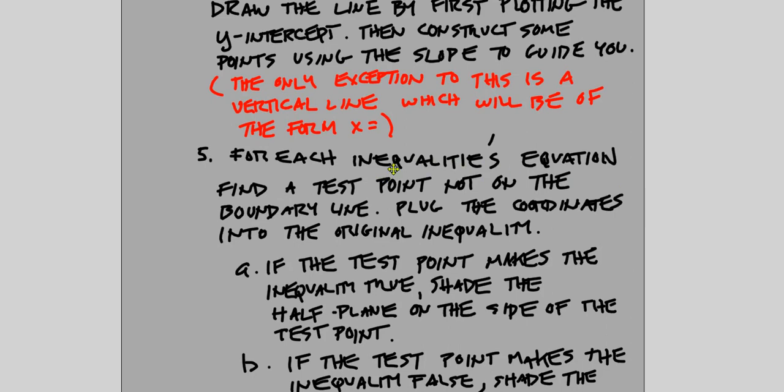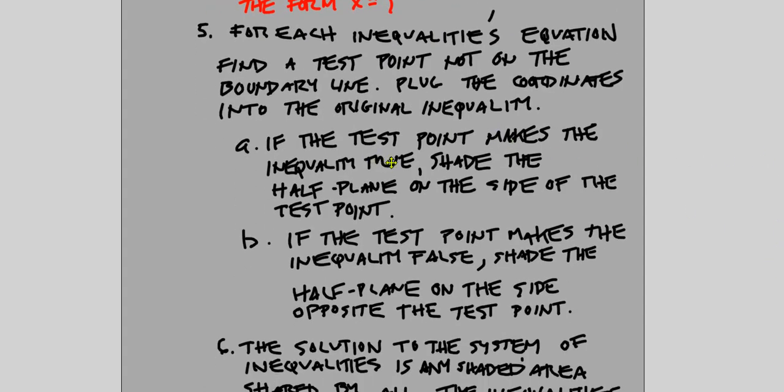For each inequality's equation, find a test point not on the boundary line. Plug the coordinates into the original inequality. If the test point makes the inequality true, shade the half plane on the side of the test point. So if you have a line or a boundary, could be dashed or solid, say your test point's over here, say it's 0, 0, which is usually the easiest one to use. So if when you plug this point into your inequality it makes it true, you will shade on the side that 0, 0 is of this, what we called half plane. If it made it false, you would shade on the other side of the half plane.